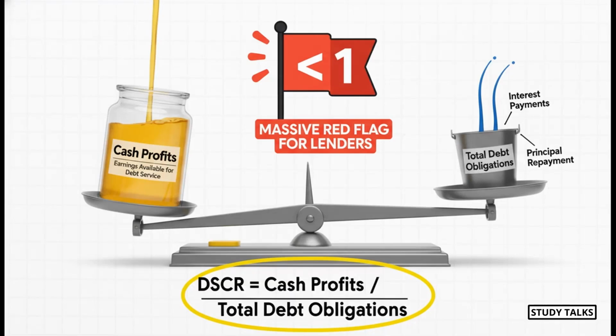And when it comes to coverage, the king of all ratios is the debt service coverage ratio, or DSCR. This is a banker's absolute favorite. It calculates how many times the company's cash profits can cover all of its debt payments for the year. And that includes both interest and the principal repayment. A DSCR of less than 1 is a massive, massive red flag for any lender.